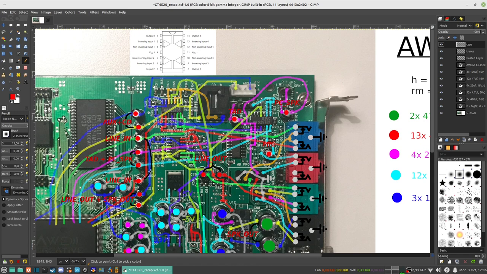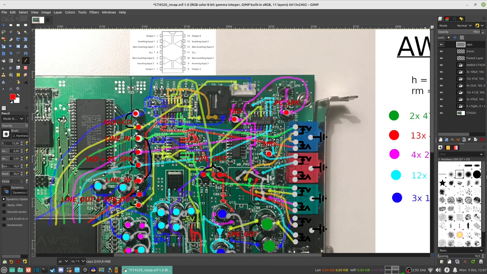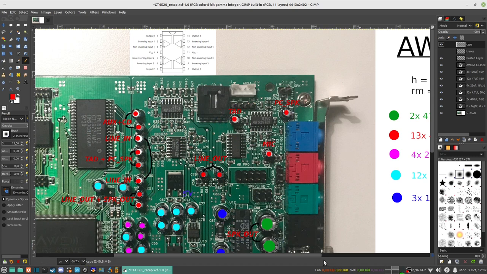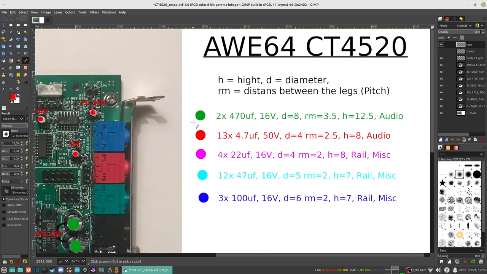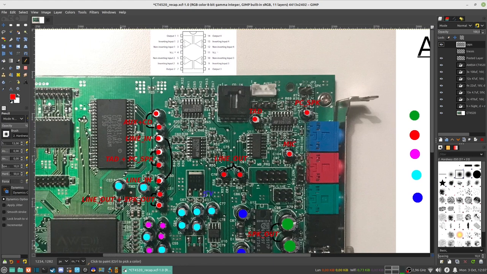So this big black line here shows that this cap with the green lines and this cap with the red lines is for the line in. So that's basically the audio caps. So if you want to buy audio grade caps, within quotes, that's where you would put them. Traces. So essentially, the green ones, those two, and those red ones, 13 of them, is where you want your audio grade cap, so to speak.